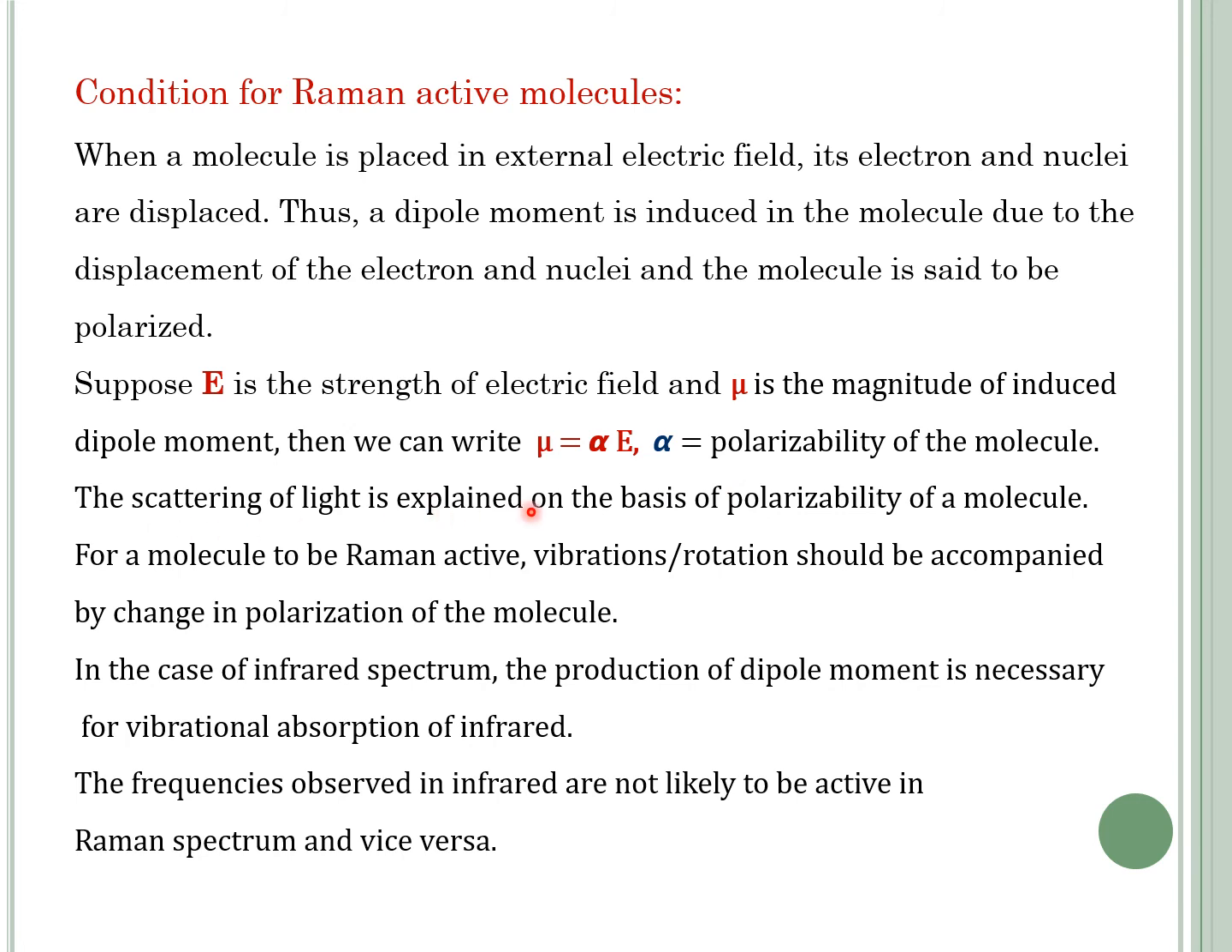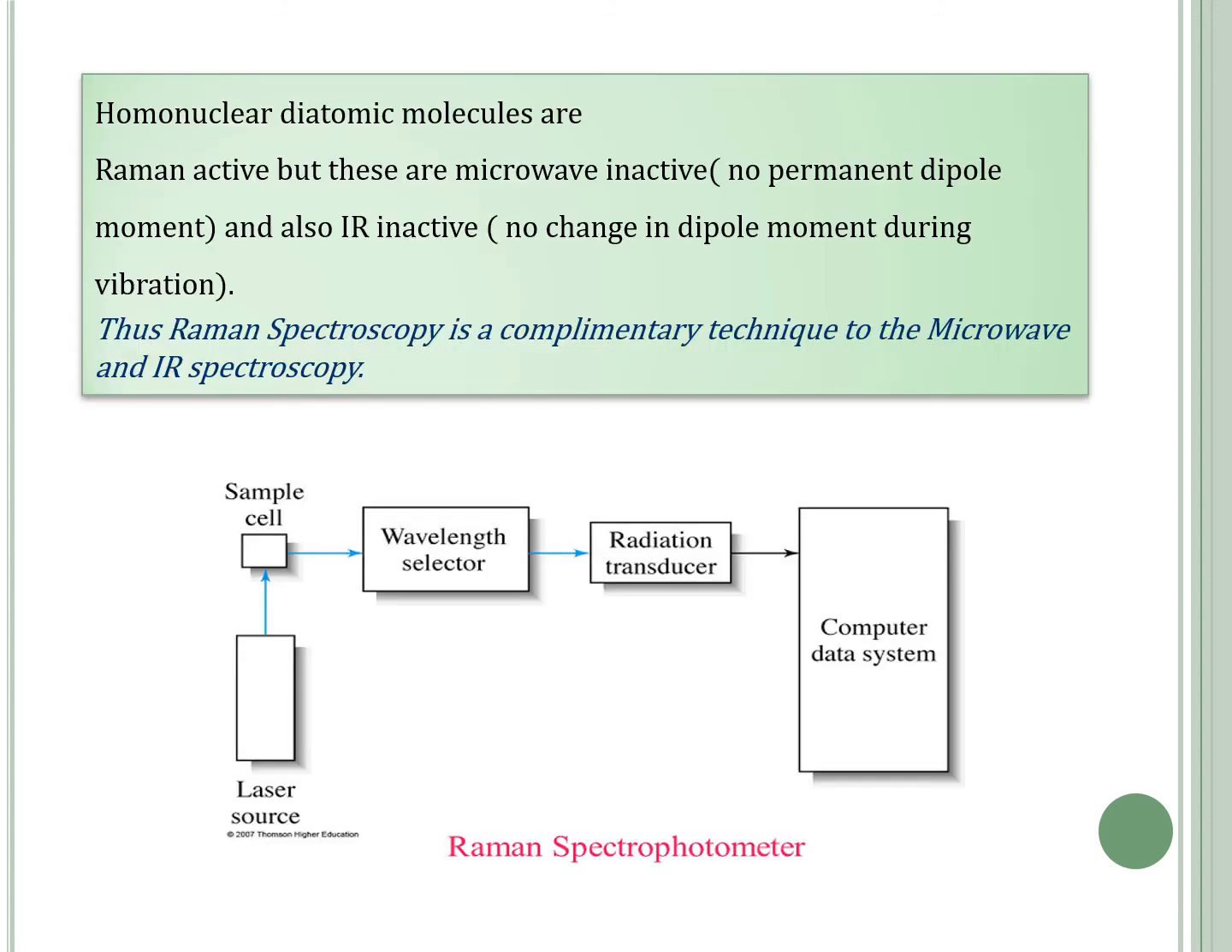The scattering of light is explained on the basis of the polarizability of a molecule. That means for a molecule to be Raman active, vibrations or rotations should be accompanied by a change in the polarization of the molecule. In the case of the infrared spectrum, a change in dipole moment is necessary for vibrational absorption of infrared. The frequencies observed in infrared are not likely to be active in Raman spectra and vice versa.